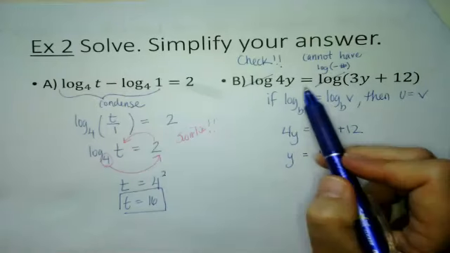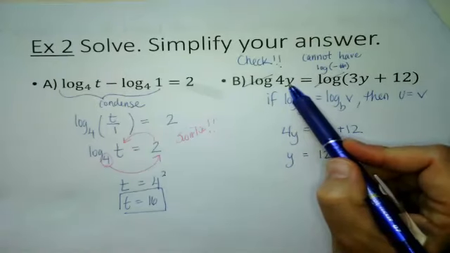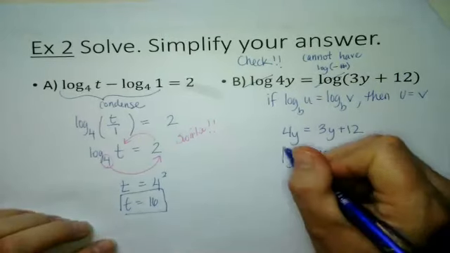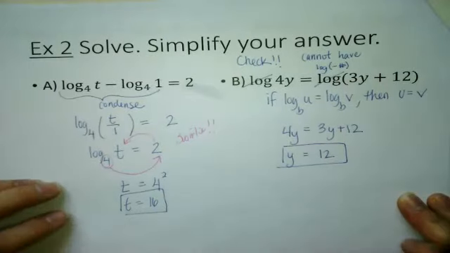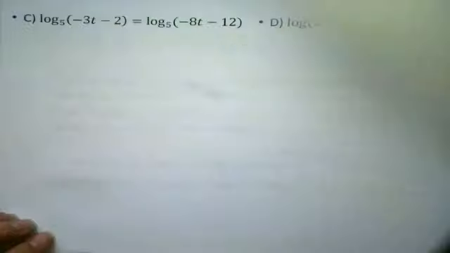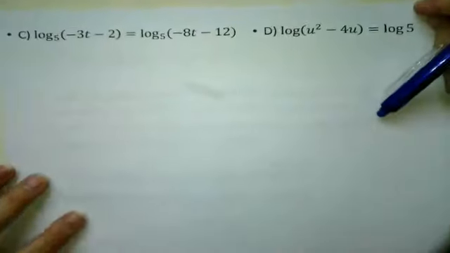And if I plug that in to check, it's going to be just fine. The log of 48 is equal to 36 plus 12, which is also 48. Log of 48 equals the log of 48, totally true statement. Right, to get a little more complicated times.